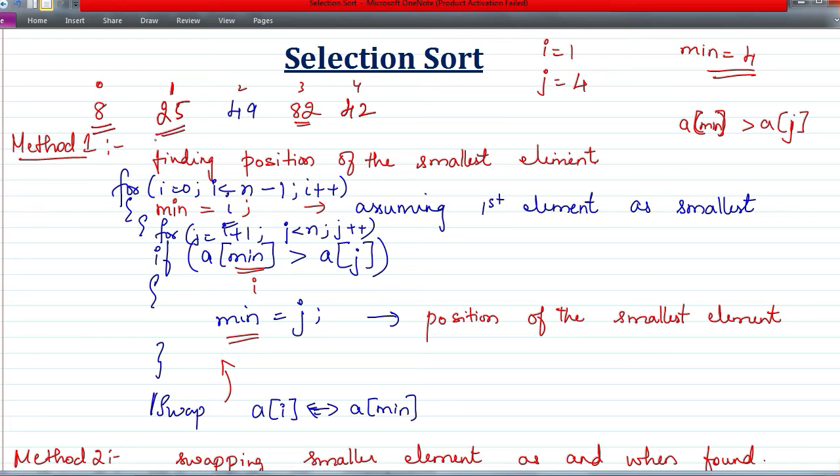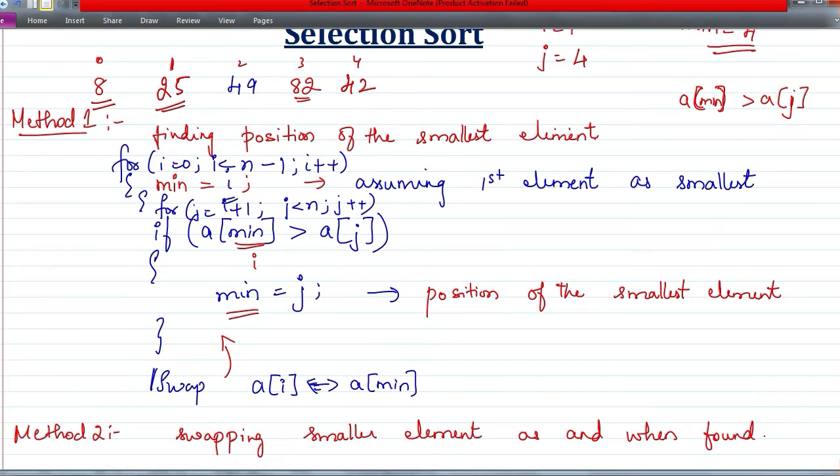Here, we are copying only the position. Very similarly, in the second method, we are interchanging the numbers itself. So initially, it was 82 here, 42 here, 49 here, right? And here we had 8. So what we do is we take the first element, compare it with the second. If it is greater, we do interchanging.